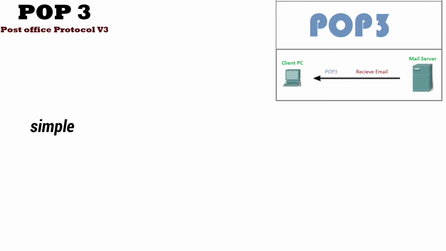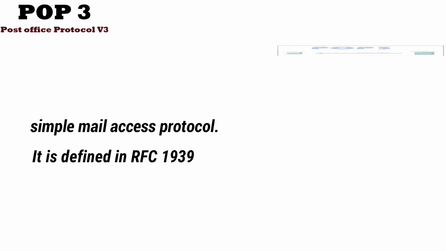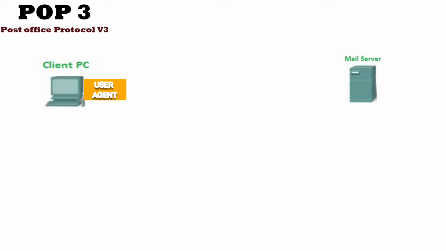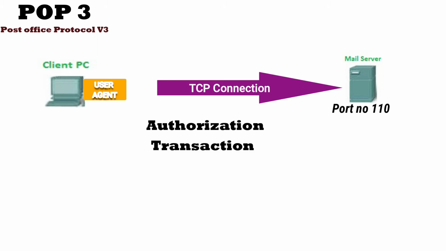POP3 is an extremely simple mail access protocol. It is defined in RFC 1939, which is short and quite readable. Because the protocol is so simple, its functionality is rather limited. POP3 begins when the user agent opens a TCP connection to the mail server on port number 110. With the TCP connection established, POP3 progresses through three phases: the first phase, authorization, the second phase, transaction, and the third phase, update.